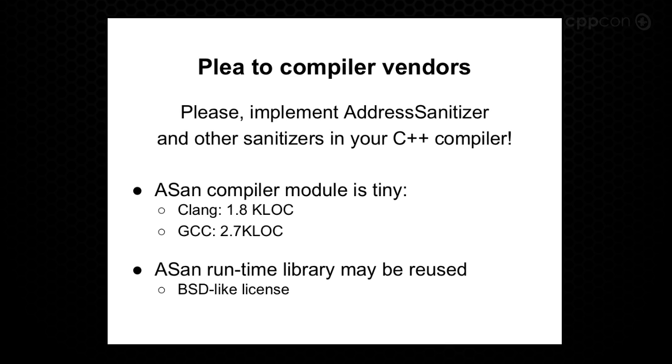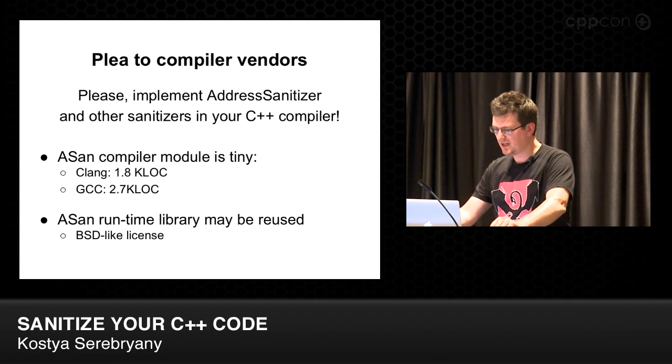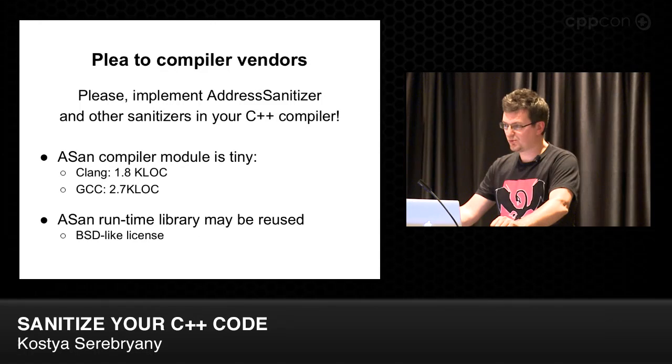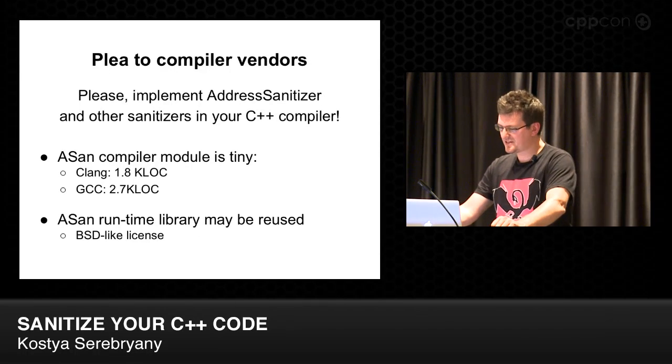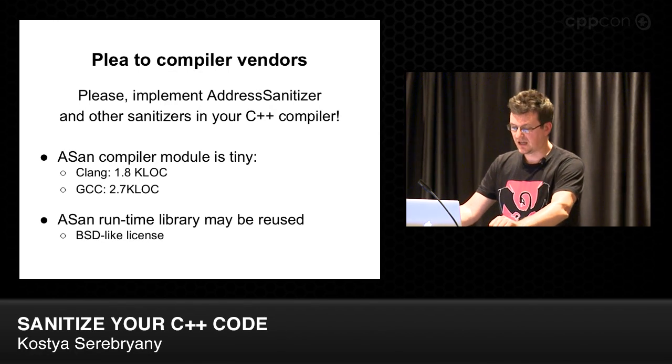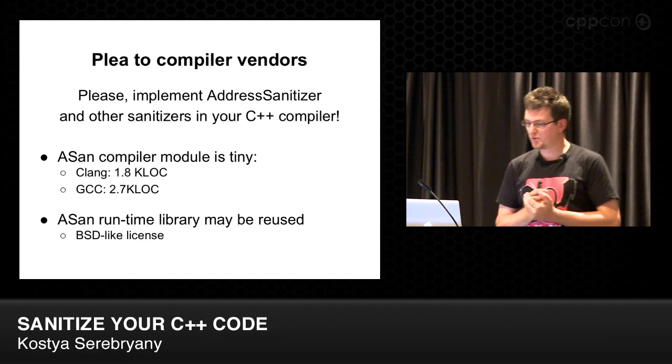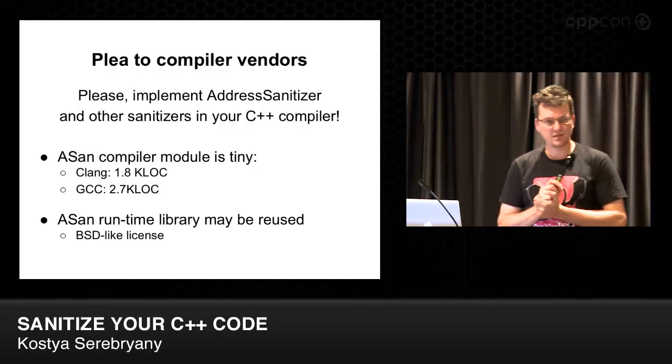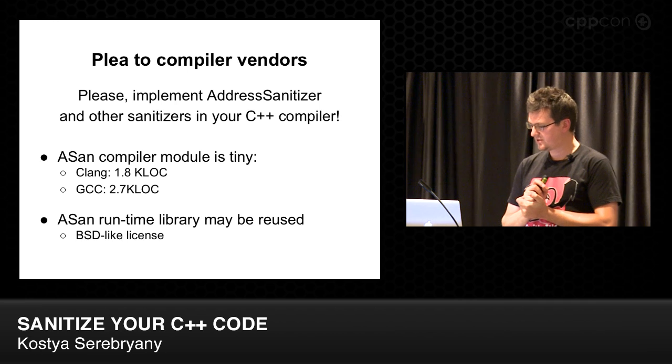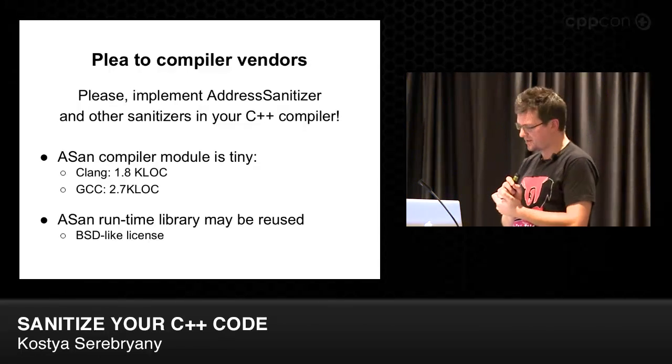So I know that there are some folks from compiler development teams outside of LLVM and GCC crowd, and I want to ask those folks, please implement the sanitizers, or at least AddressSanitizer, in other C++ compilers. It is very simple. ASan compiler module is about 2,000 lines of code, and this is all you need to do. The runtime library is BSD-like licensed. You can just take it.